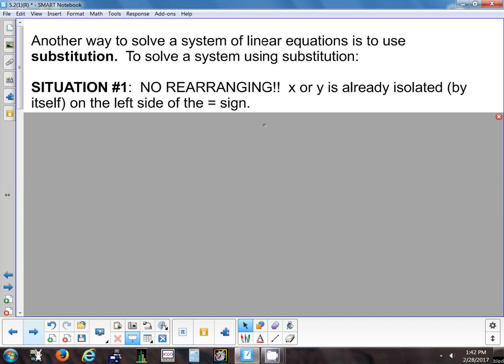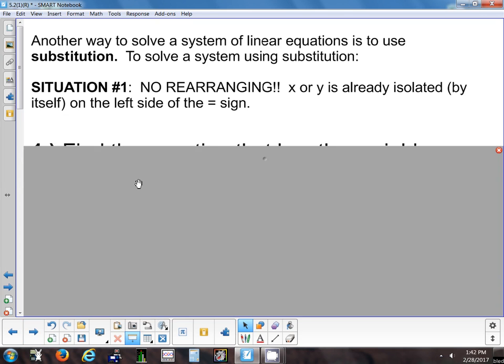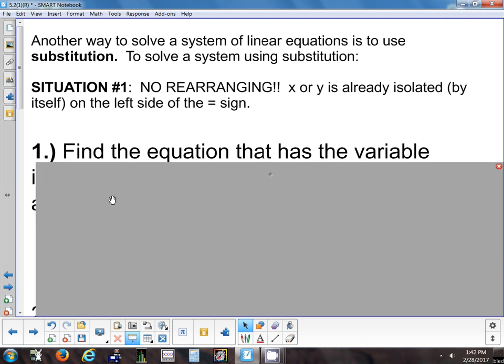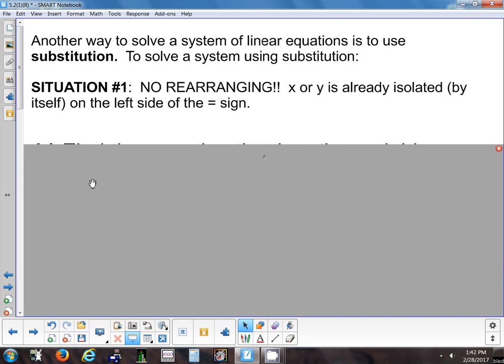All right, so that's the situation. Now tomorrow we'll get into some stuff where you're going to have to move some stuff around to get x or y by itself, and then it'll be set so you can substitute it. But today, none of that. This is simple stuff.